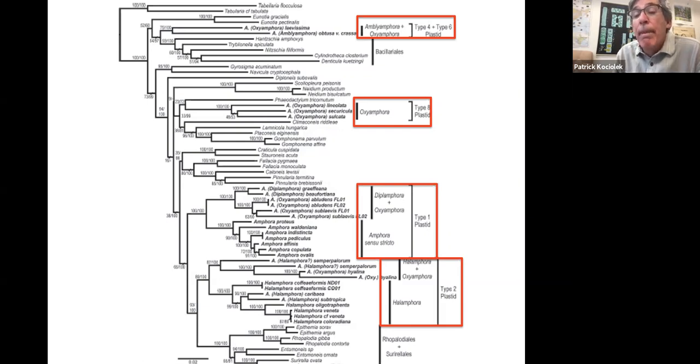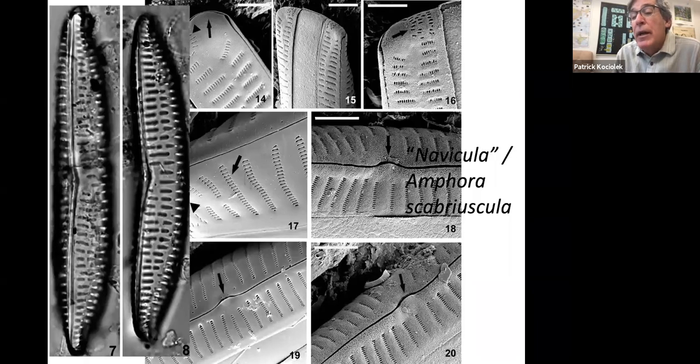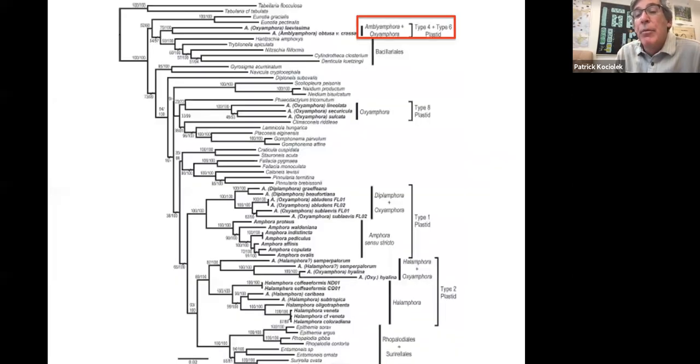In fact, it's happened a number of other times as well. It's happened in a Navicula. This diatom has been called a variety of names. The last time it was called an Amphora because of its symmetry, but the valve morphology suggests it's more closely related to Navicula.